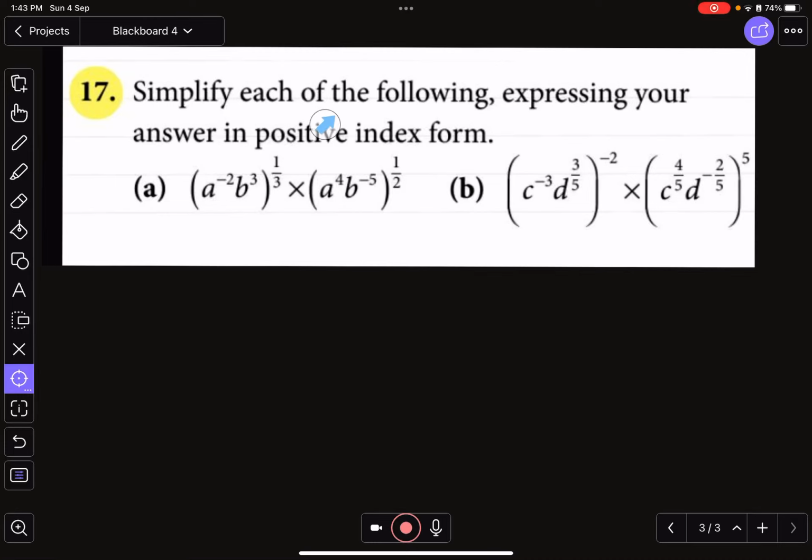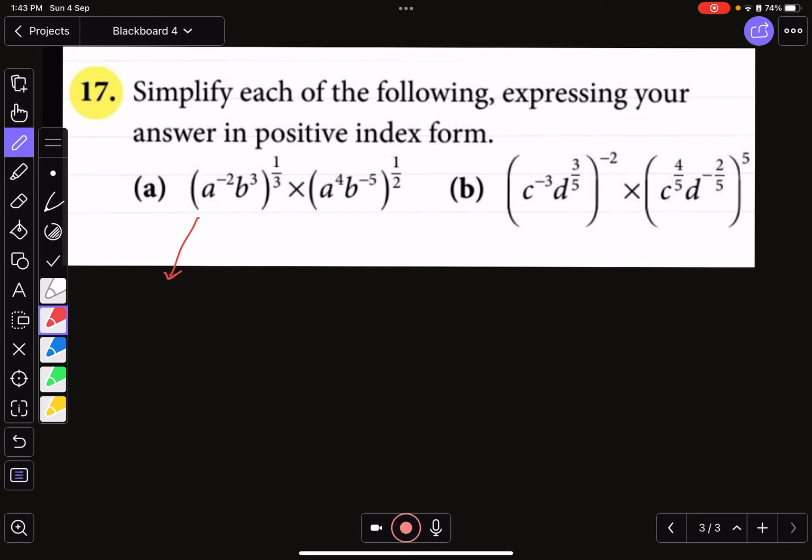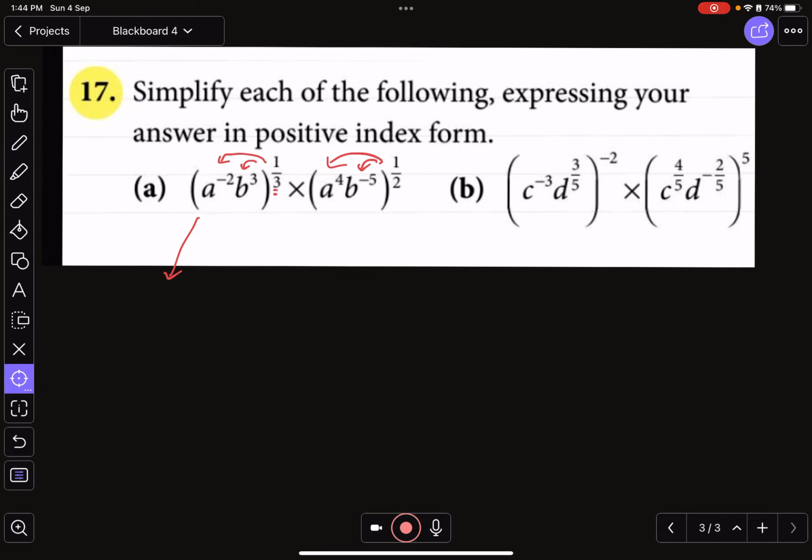Q17A, to simplify the following, leaving the answer in positive index form. Right, so what we want to do is look at the power 1 over 3, and we can distribute them into each of the following terms. The idea is that if we need to combine the A terms as well as the B terms, we first have to remove the bracket in order for them to come together.